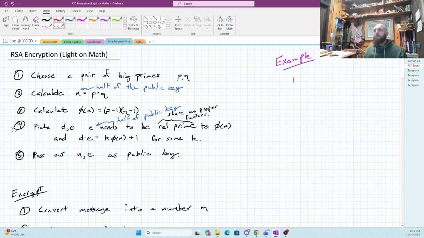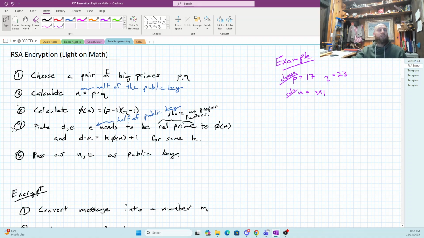So I'm going to pick P, let's pick P as 17. Let's pick Q as 23. So that means that N, right, so we chose these. Okay, so we choose P and Q, and then we calculate N. N in this case is 391, I think.